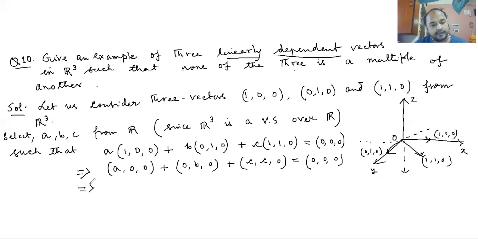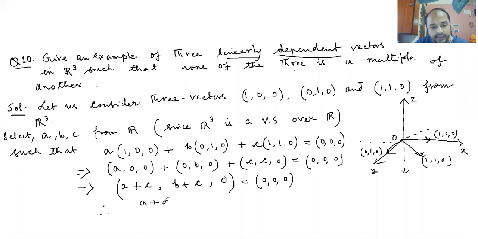Okay, and from this we can write A plus C, and this can be written as B plus C, and A plus C and B plus C, and the last one is 0 plus 0 plus 0, that is 0, will be equated to the zero vector 0 0 0. Okay, and therefore we get A plus C equal to 0 and B plus C equal to 0.